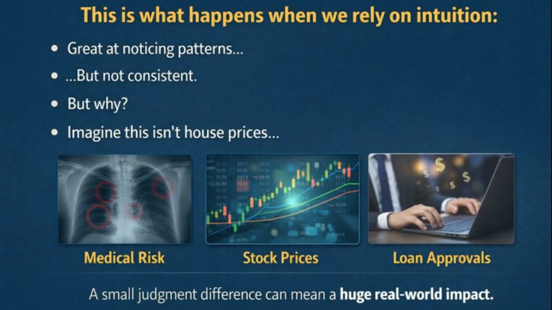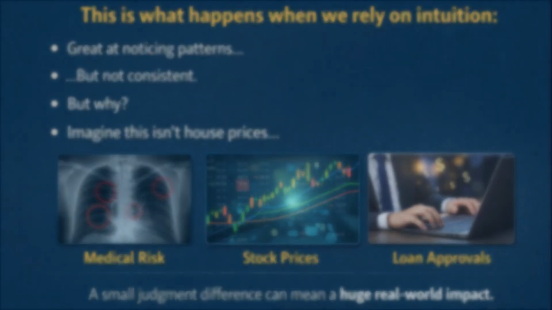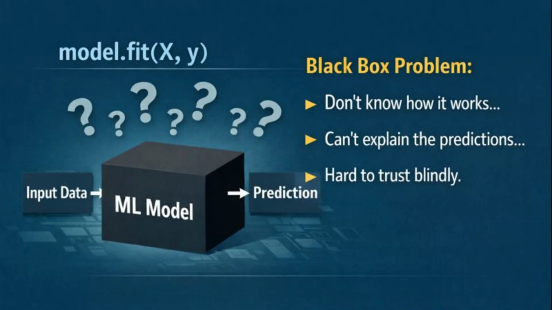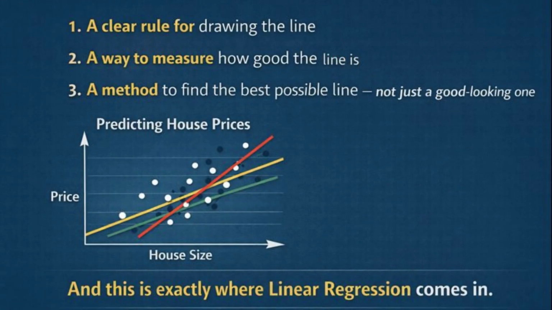This is exactly what we do when we rely on intuition. Our brains are great at patterns, but terrible at consistency. Now imagine this isn't house prices, it's medical risk, or stock prices, or loan approvals. A small change in judgment can mean a huge real-world impact. Machine learning libraries solve this with one line of code. But if you don't know what's happening inside, you don't know why a model made a prediction. You can't debug it, you can't trust it, and you definitely can't improve it.